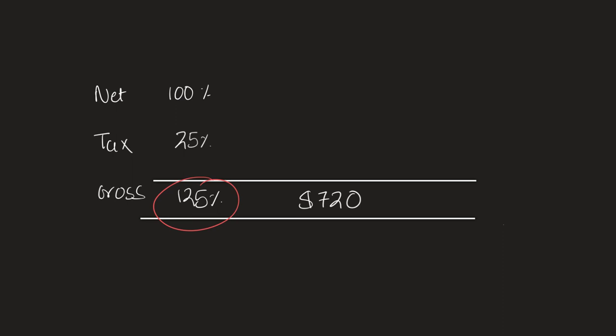So to work out the tax amount, all you're going to do is take the 720, divide it by 125. Doing this will give us 1% of the amount. Once we know what 1% is, if we want 25%, we're going to multiply it by 25. And what that will give us, if we put this in our calculator, is $144, which is option D, or the last option in this question.